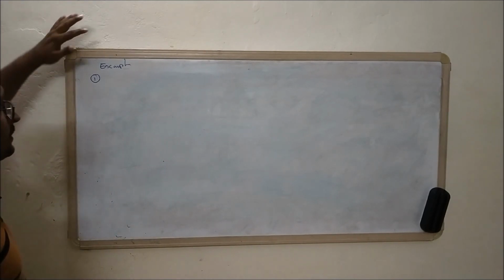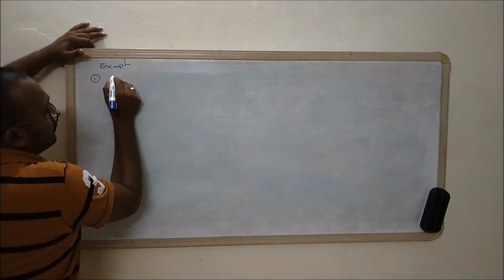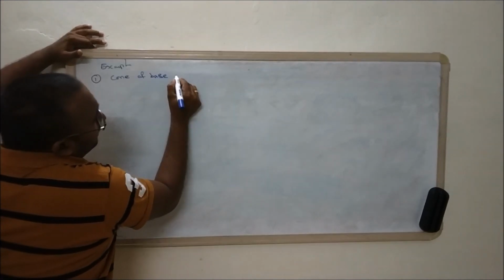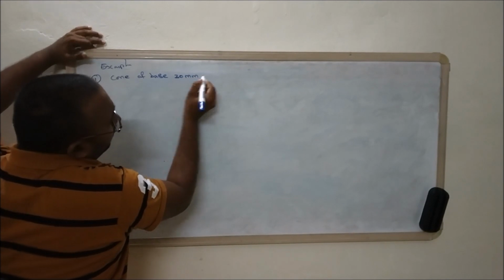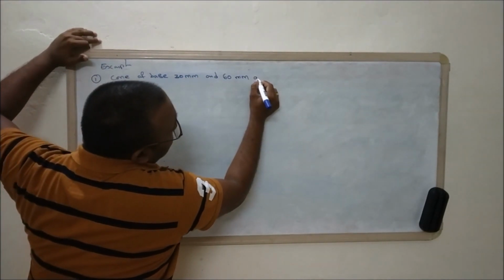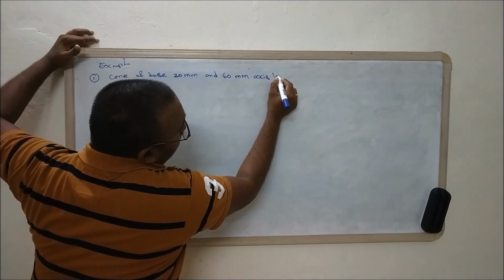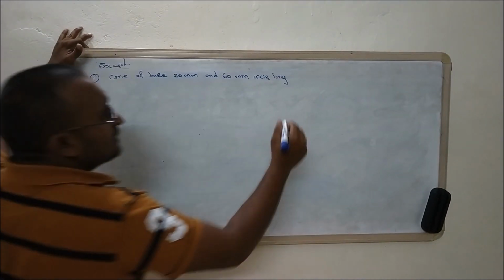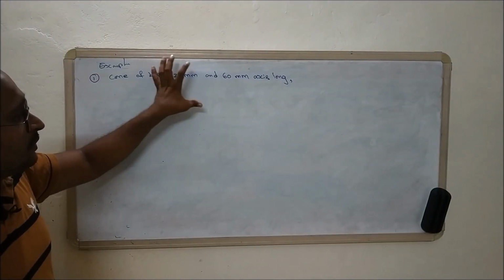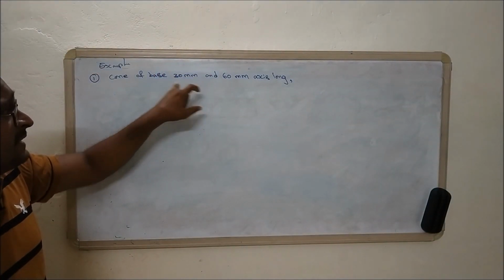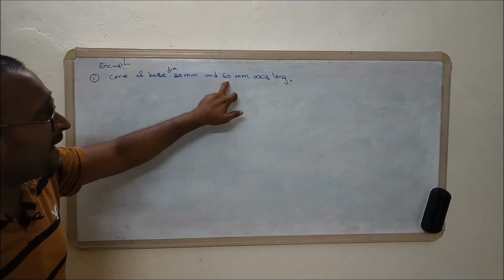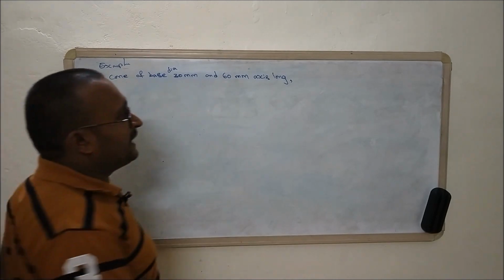So first, a cone of base diameter 30 mm and axis 60 mm long. So this is statement number 1: the cone is given, base diameter is 30 mm and axis length is 60 mm. That is the geometric statement.